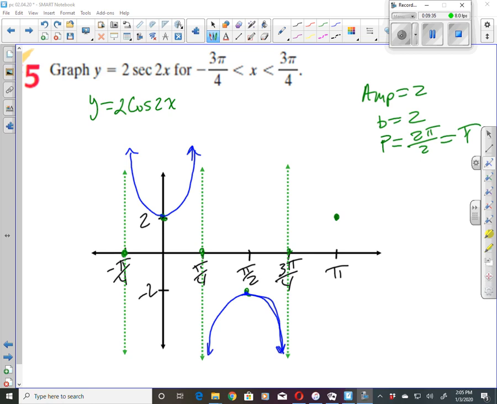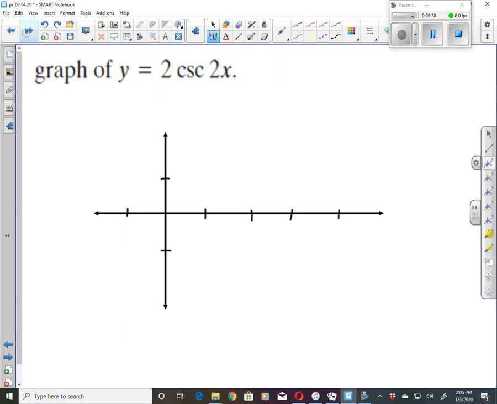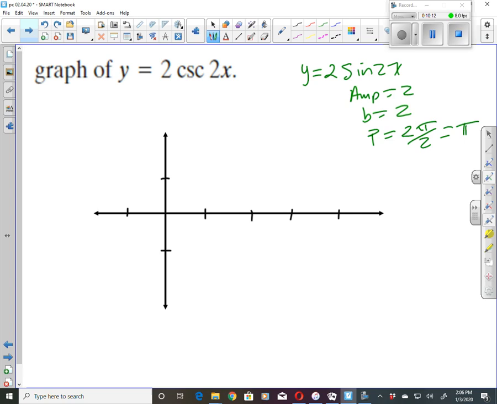Okay, so let's just do one more, and I think we're done. Graphing a cosecant. Let's just go through this again, right? Y equals 2, not cosecant, but 1 over sine. So we're going to graph sine of 2x. My amplitude of the sine is 2. My b value is 2. My period, therefore, is 2 pi divided by 2, or pi. That allows me to label my x and y axis appropriately.